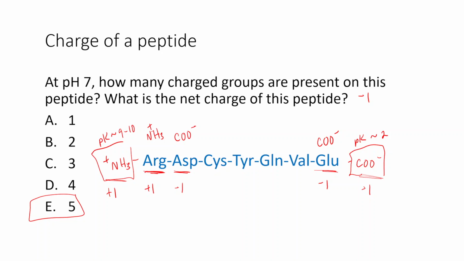That's the number of charge groups. Sorry, the question is a little misleading. This is charge groups. Any other questions? The net charge is -1.